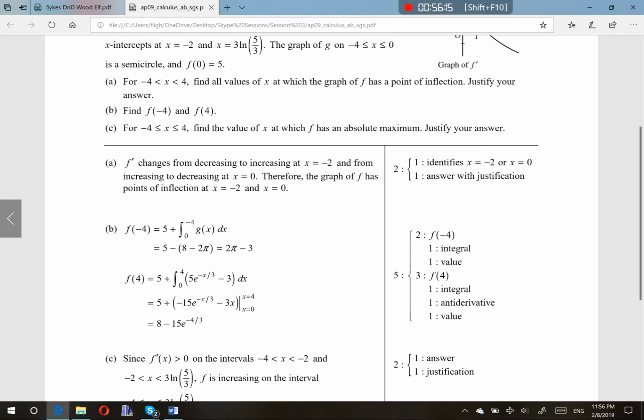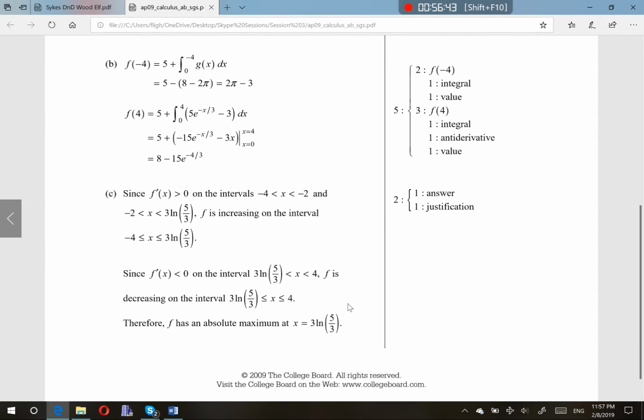We got 2 points for finding f of -4 to be 2 pi minus 3. That's perfect. So we had an integral, which is good, and a value. For f of 3, for 3 points, we had f of 4. We needed an integral, and they're set up the same way we did, which is good. The antiderivative, so what happened when we integrated, we should have got the -15 minus 3x is good. And 1 point for our value is good. Okay, so we're all 7 points so far.